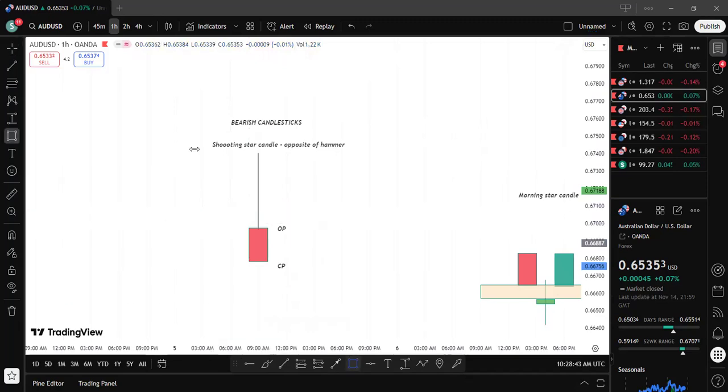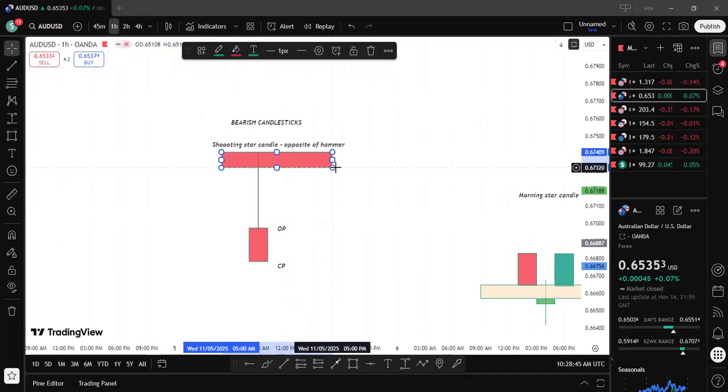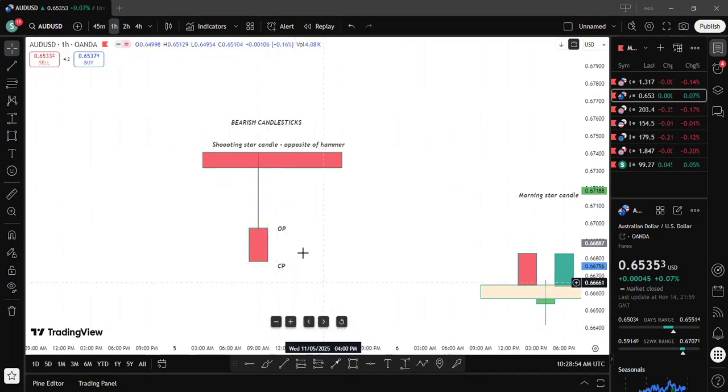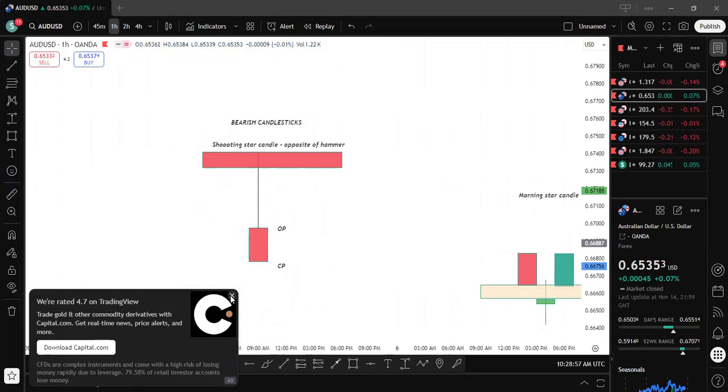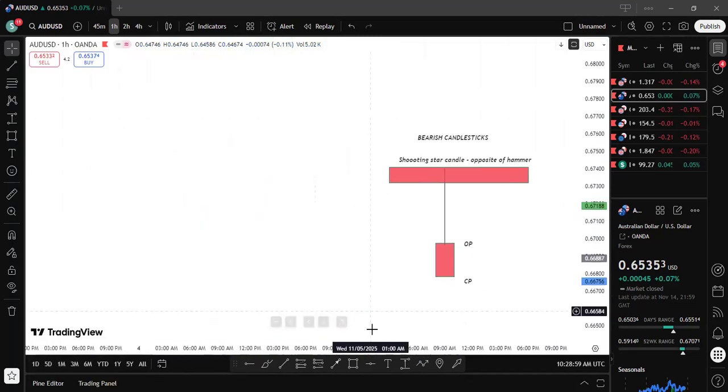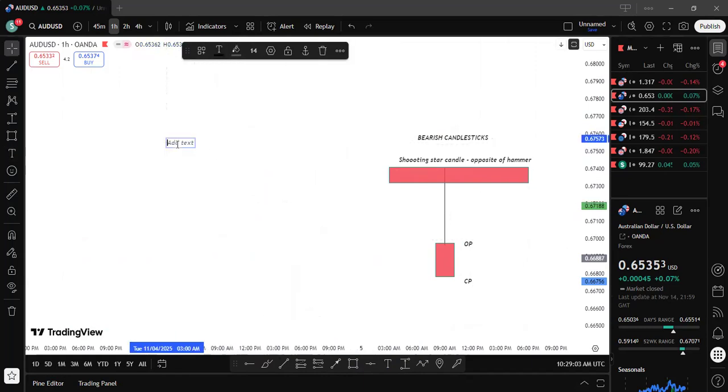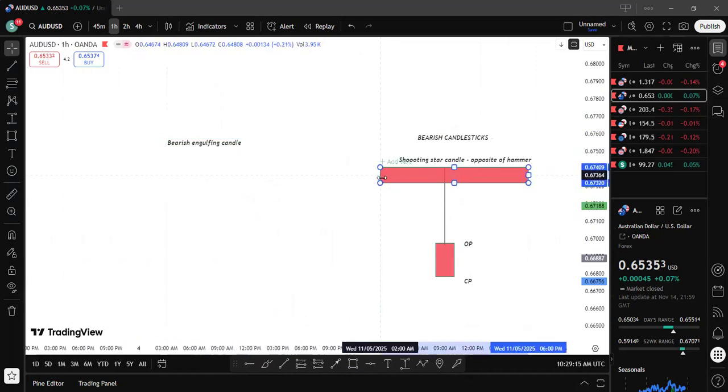At a good resistance zone, I can look for a selling opportunity right after this candle closes. The new candle that opens after this, I'll look for a selling opportunity. The next candle we look at, which is the opposite of the bullish engulfing, is what we call the bearish engulfing candle. This is basically the opposite of the bullish engulfing candle.